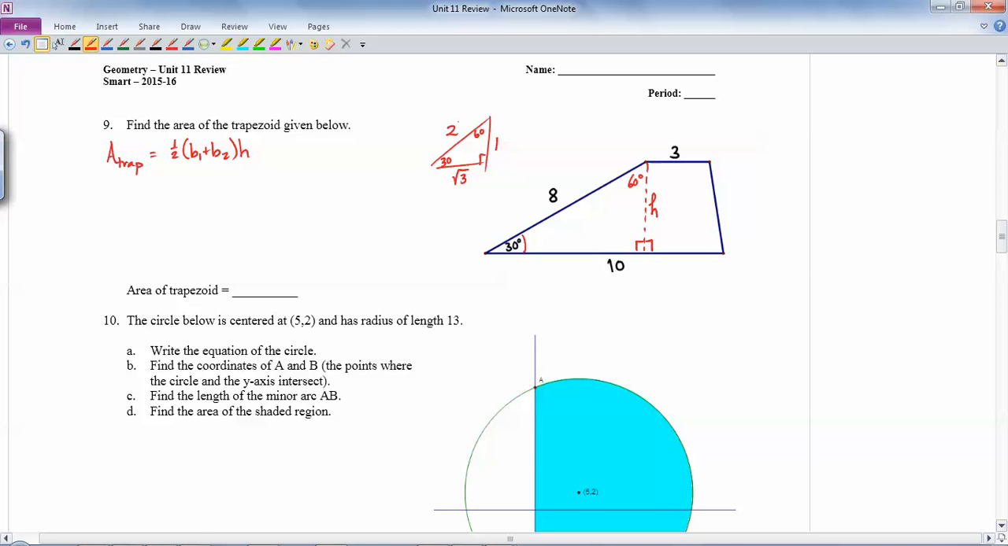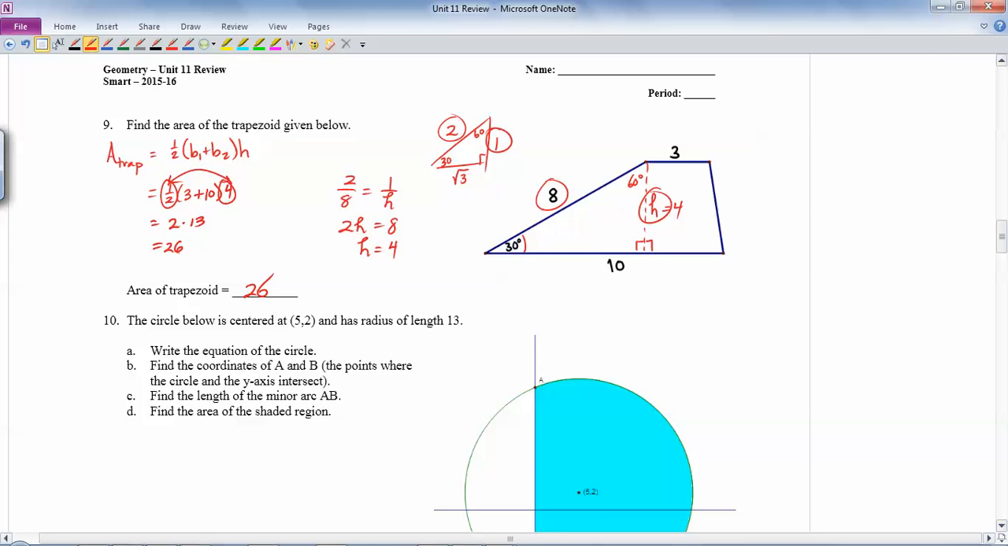So let's see, the 2 goes with the 8, the same way that the 1 goes with the h. So 2 over 8 equals 1 over h. If I cross multiply, 2h equals 8, so h equals 4. So now I know the height is 4, and then I can just plug everything right in. 1/2, 3 plus 10 times the height of 4. Well, I'll switch these around. I'll do half of 4 is 2. So this thing is 2 times 13, which is 26. So the area here is 26.